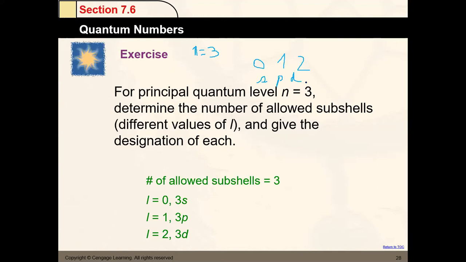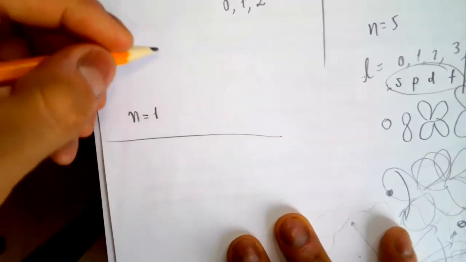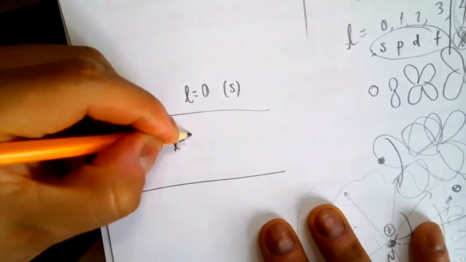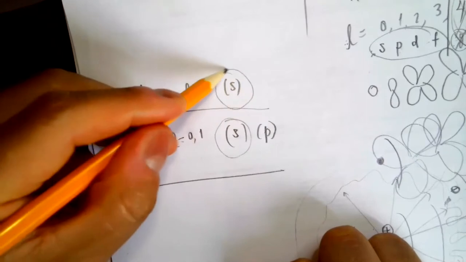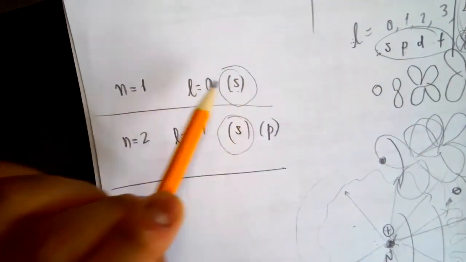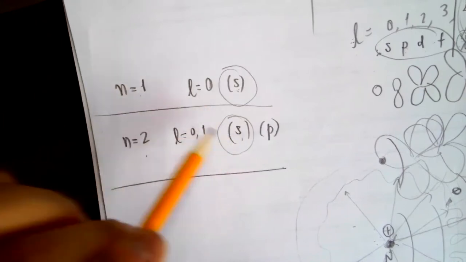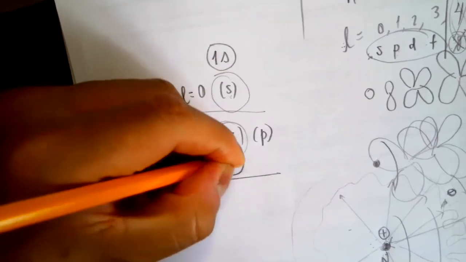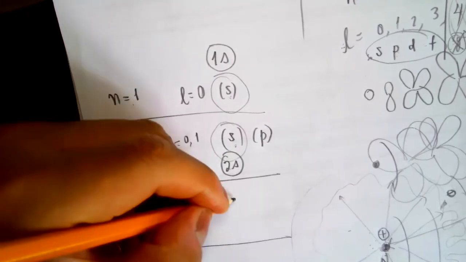So for every shell, I'll do that here. We were saying that level 1 can have the subshell 0, which is S. Level 2 can have l equals 0 and 1. That means that you can have S, and you can also have P. Now the question is, is this S the same thing as this S? No. This one is the S of level 1. This one is the S of level 2. How can I distinguish the S of level 1 from the S of level 2? By putting 1S. How can I differentiate this one? Then I would put 2S. If you go to n equals 3, you will have l equal to 0, 1, 2. That means that you can have S, P, and D.